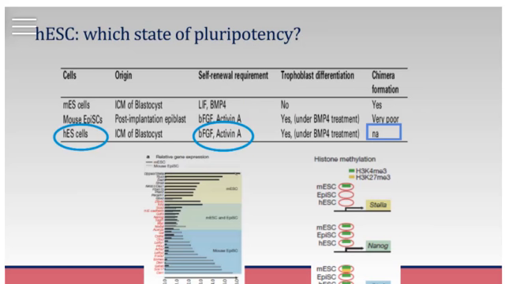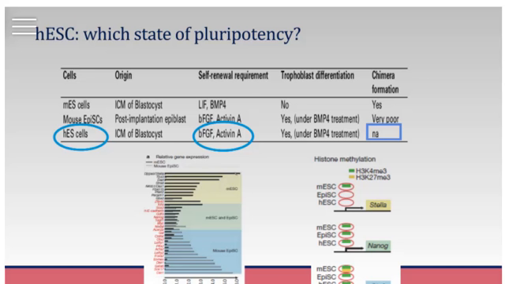So the human ones, which are they? Are they naive or primed? They are also derived from the ICM. We cannot get post-implantation blastocysts in the human, of course, so they are derived from the ICM, similar to the mouse. But they like the same factors in the medium like the primed ones, like the mouse epiblast stem cells.